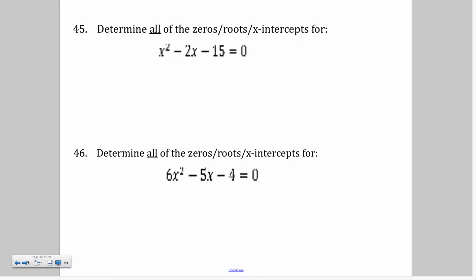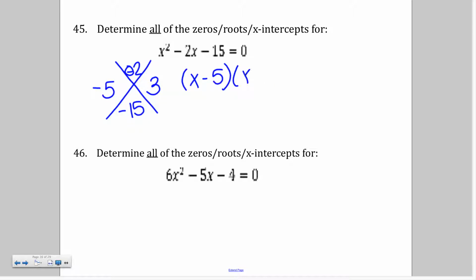All right, it says determine all zeros, roots, x-intercepts. So we're just factoring these. What can I multiply to get negative 15 and add to get negative 2? 5 and 3, and this takes the sign of my bigger number, so negative 5. So x minus 5, x plus 3. Now these are my factors, but it asks for x-intercepts or roots. So I'm going to set them equal to 0, so 5 and negative 3.